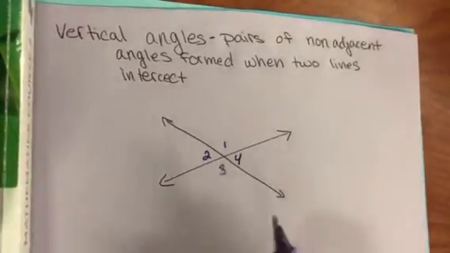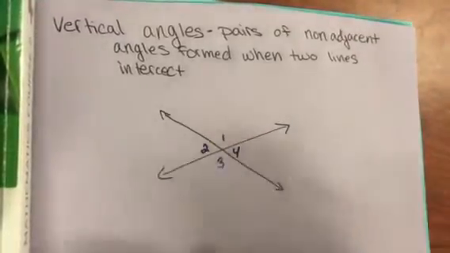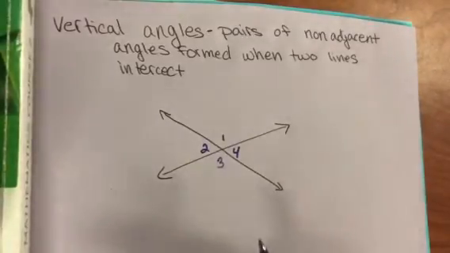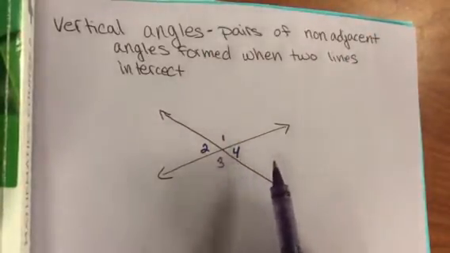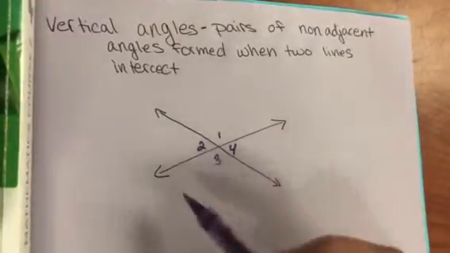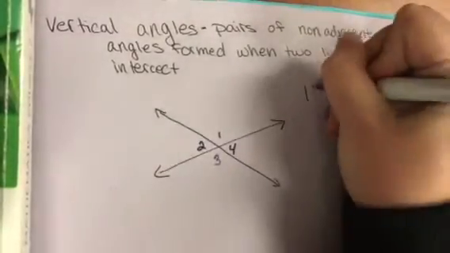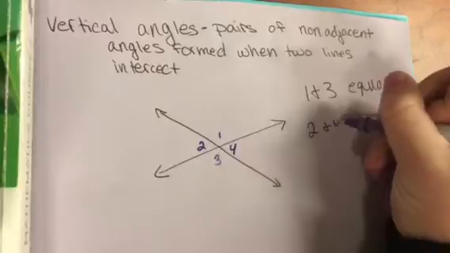Vertical angles are a pair of non-adjacent angles, which means they're not next to each other, formed when two lines intersect. So if I'm looking at this here, two lines are intersecting, what are my vertical angles going to be? Well, 2 and 4. They're not adjacent, and they are formed when two lines intersect. And 1 and 3. These are called vertical angles, and they are actually equal to each other. So angles 1 and 3 are equal, and 2 and 4 are equal.